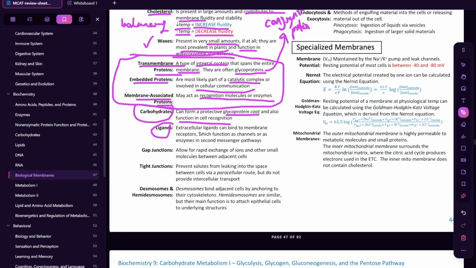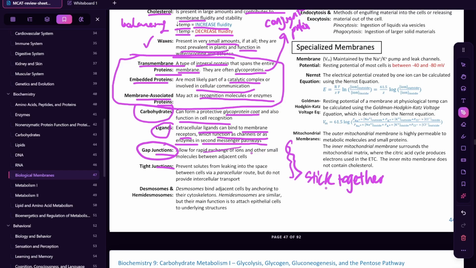You can also have ligands. Extracellular ligands can bind to the membrane receptors, which function as channels or enzymes in second messenger pathways. There are also junctions. If you remember in the biology review, cell-to-cell communication is what we're talking about here. How can cells communicate? Actually, no, this is something else. This is related to CAMs and how cells can stick together. So how are cells sticking together? Gap junctions are for cell-to-cell communication, where they allow rapid exchange of ions and other small molecules between adjacent cells. So that's cell-to-cell communication, but tight junctions are different.